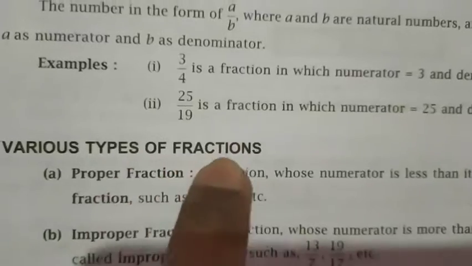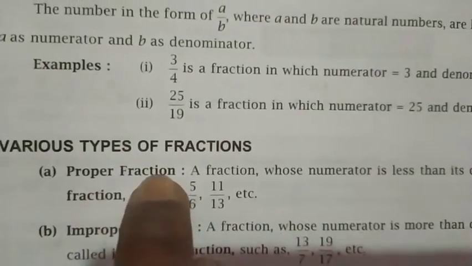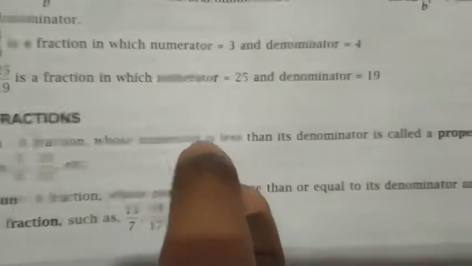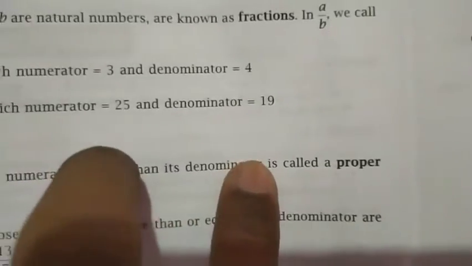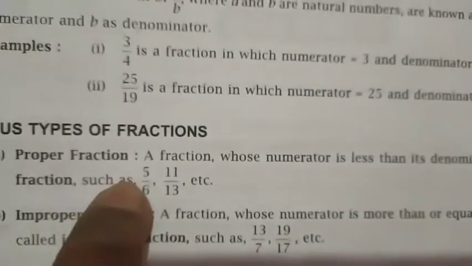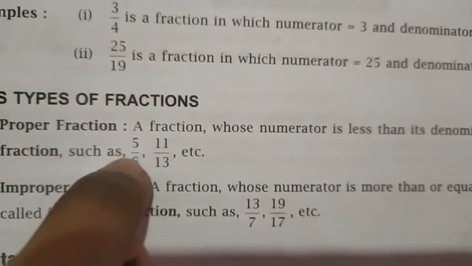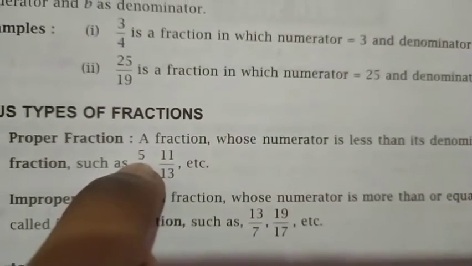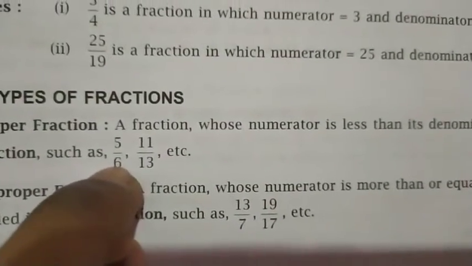So the various types of fractions: first of all, proper fraction. A fraction whose numerator is less than its denominator is known as proper. Means to say the number above the horizontal line is always less than the number below the horizontal line, that is the denominator, then it is called a proper fraction.